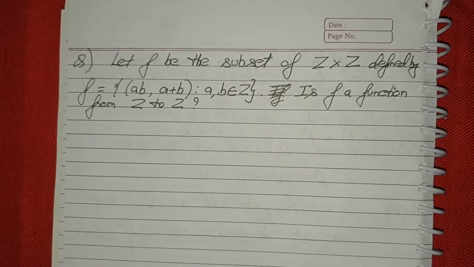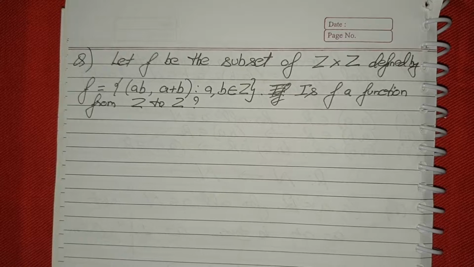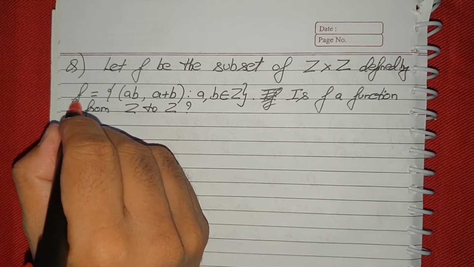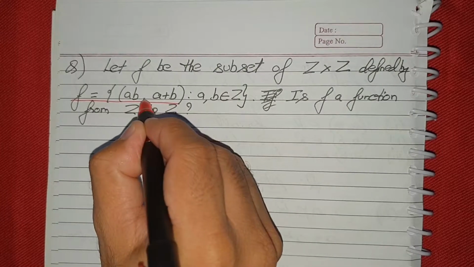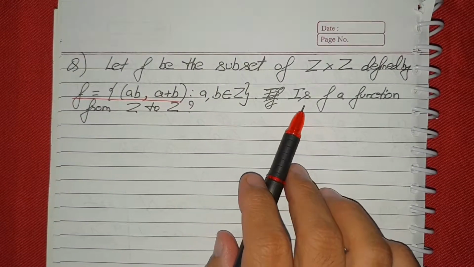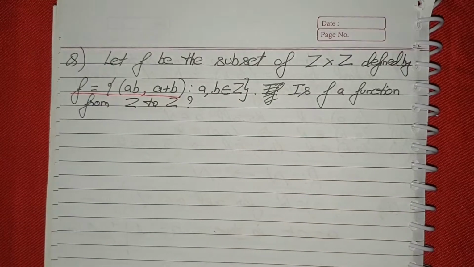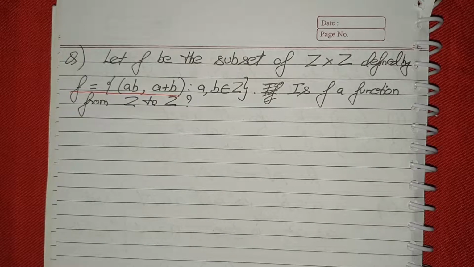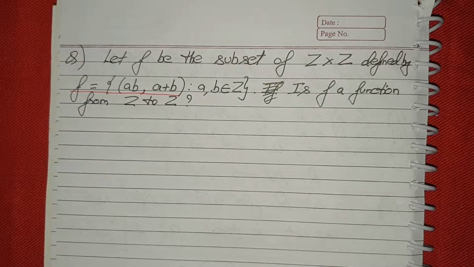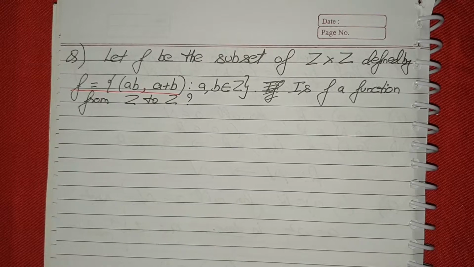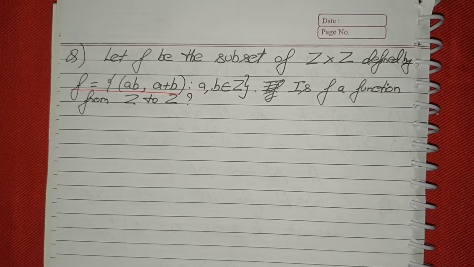Let f be a subset of z cross z defined by f equals ab comma a plus b, where a comma b belongs to integer. Now you have to prove that it is a function from z to z. Oh, this is actually a question: is it a function from z to z? You have to prove that.